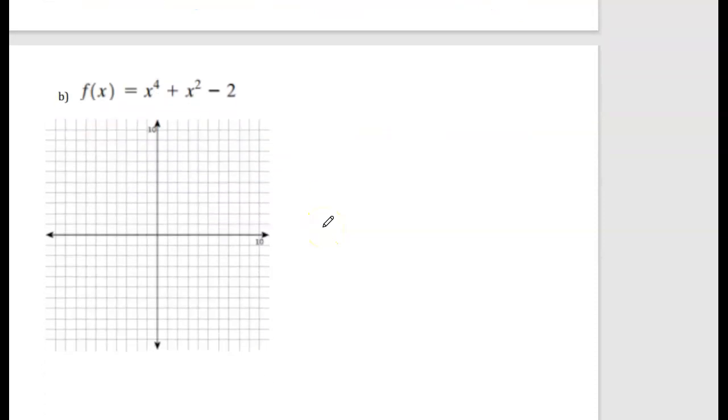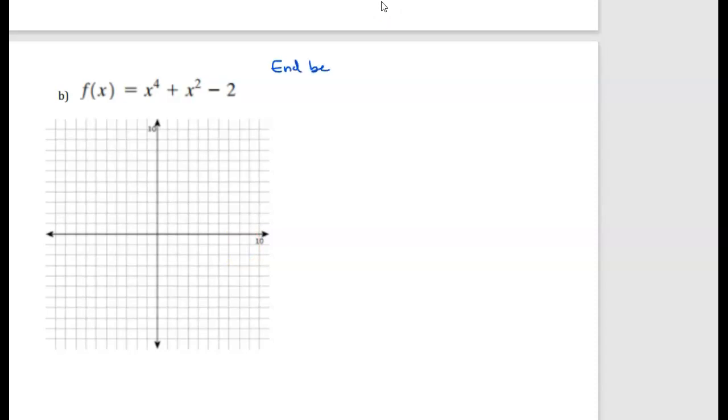Let's look at another one. We want to graph this. End behavior: the leading term is x to the 4. It's positive and even, so it goes up at both ends. It's going to do something like this. For the y-intercept, plug in x is 0, and we get y equals negative 2. So here's negative 2.